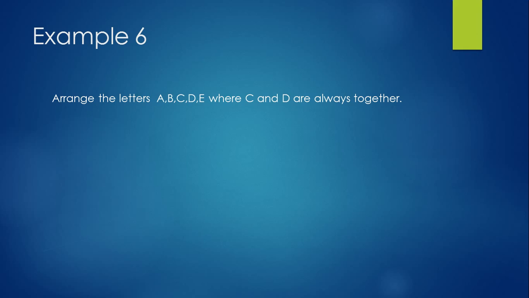Arrange the letters A, B, C, D, E, where C and D are always together. In this case, there will be 5 positions. Since C and D must always be together, we make C and D as one element. So there will now be 4 elements, A, B, E, and CD, and this will become 4 factorial. Since C and D can have different arrangements, we will have 2 factorial. Since they are dependent events, we multiply 4 factorial times 2 factorial, which is equal to 48.